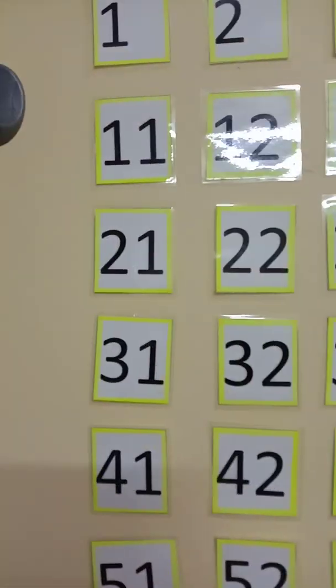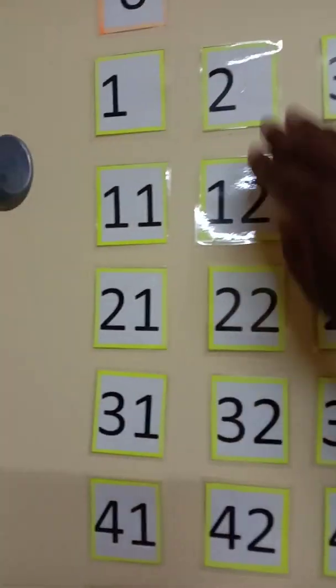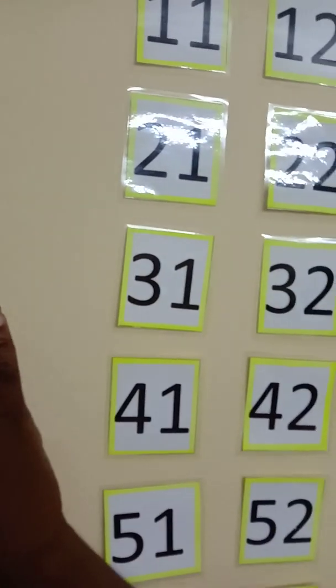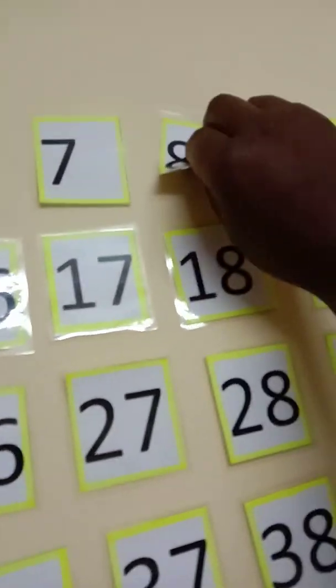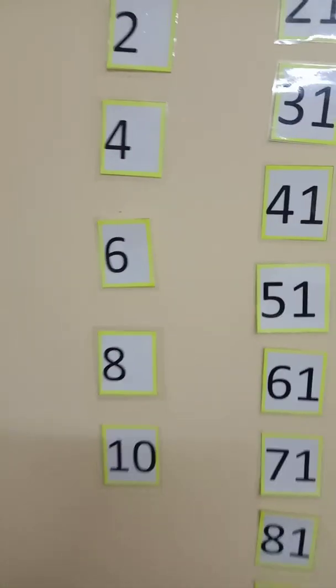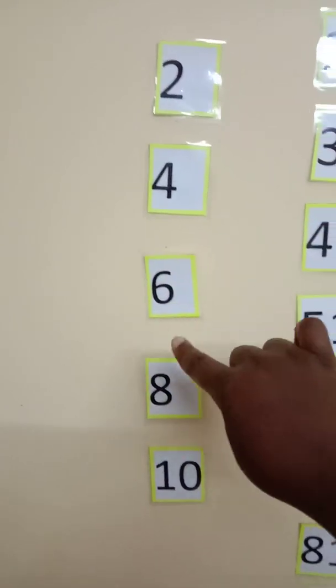Okay, another step, counting in twos. Learners, you can take the 2 there, and then 4. Now this is counting in 2. Then 6, 8, 10, as you can see. So this is now 2, 4, 6, 8, 10.